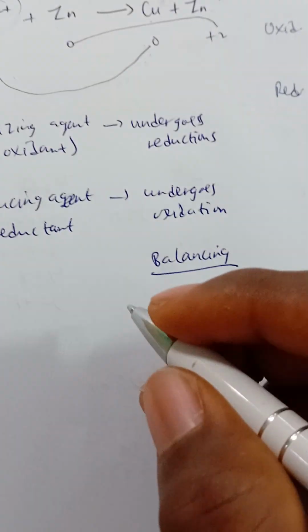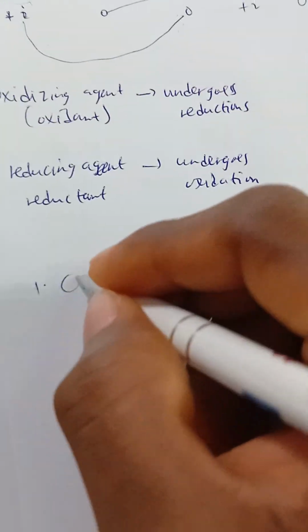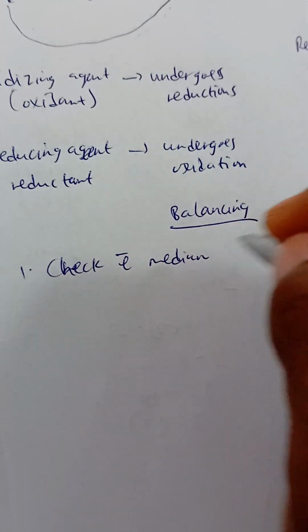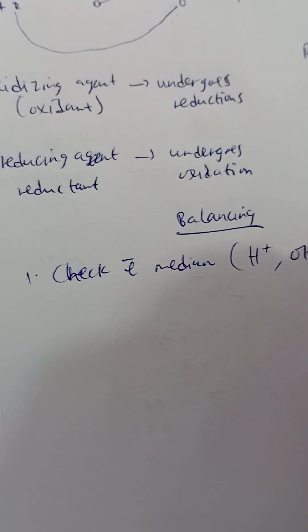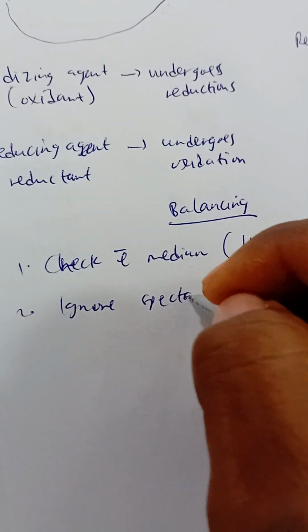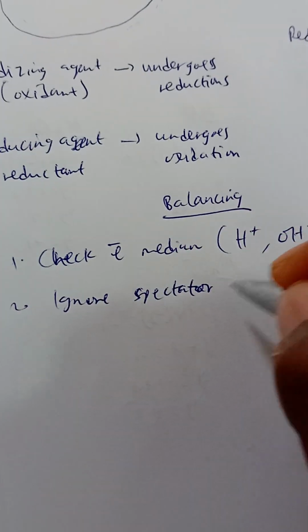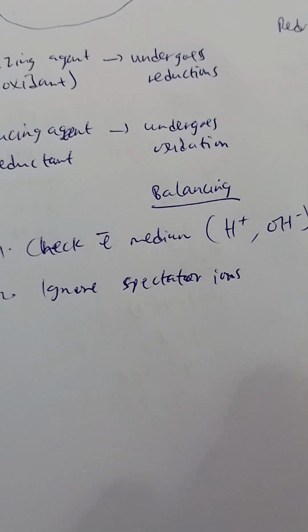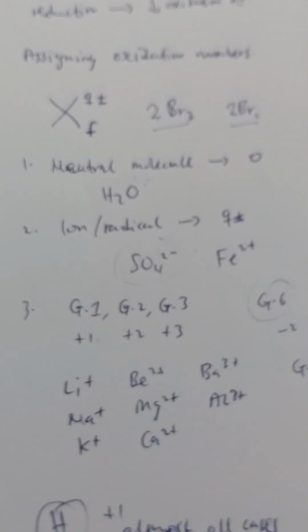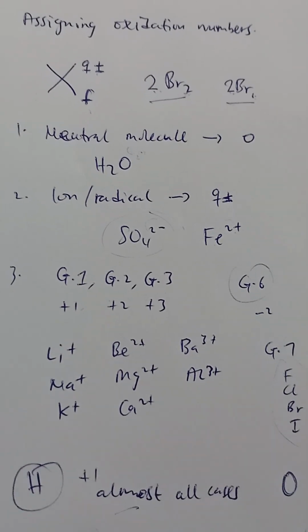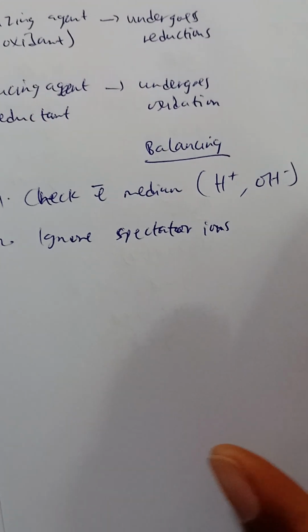So, balancing redox reactions. There are a few rules here. Rule one: before you balance, check the medium, whether it's acidic medium or basic medium. You also have to ignore spectator ions. For spectator ions, the oxidation state is constant throughout. And we know those guys whose oxidation states are always constant will exist as spectator ions. Both in the reactant and product side, the oxidation state is the same, so we just cancel them out, ignore them.